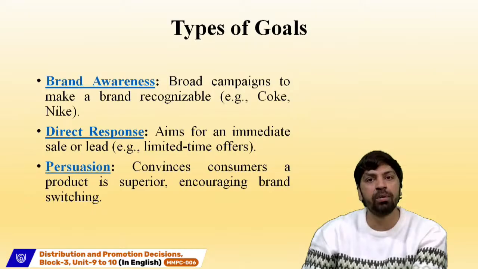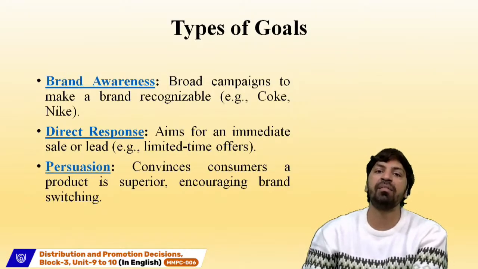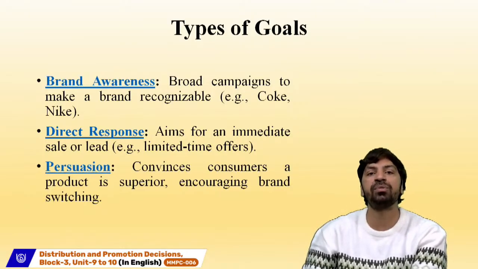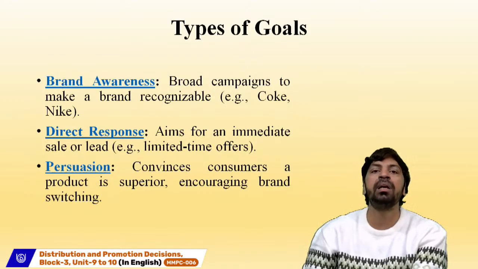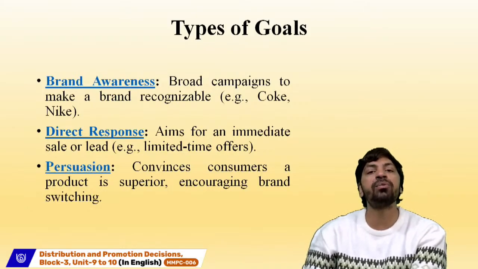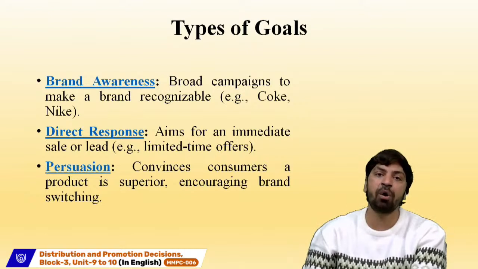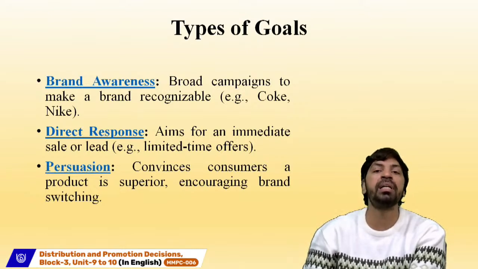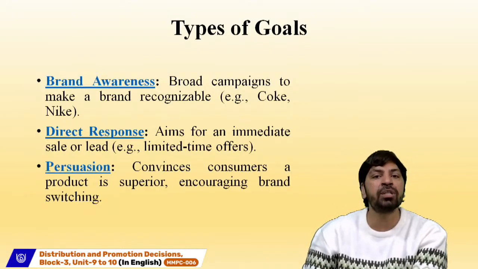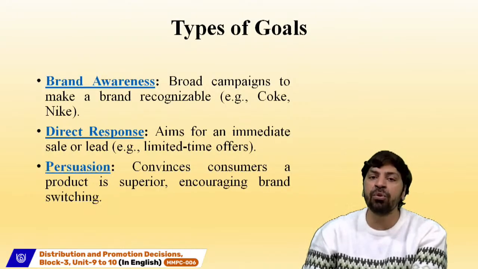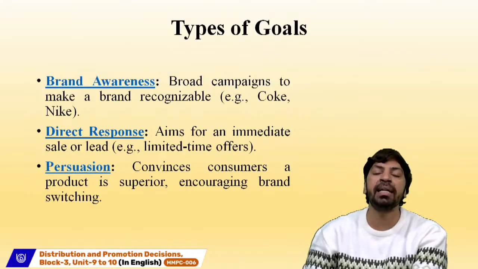Types of goals of advertising. Brand awareness, broad campaigns to make a brand recognizable, like Coke and Nike. Next is direct response. It aims for immediate sales or leads. It could refer to limited time offers. Then persuasion. It convinces consumers that a product is superior, encouraging brand switching.